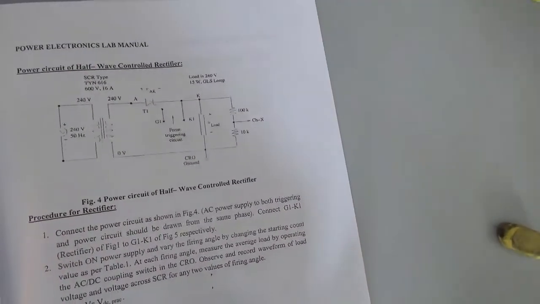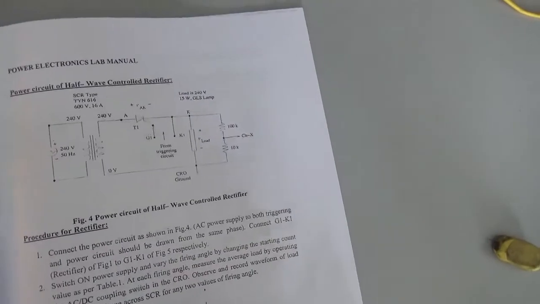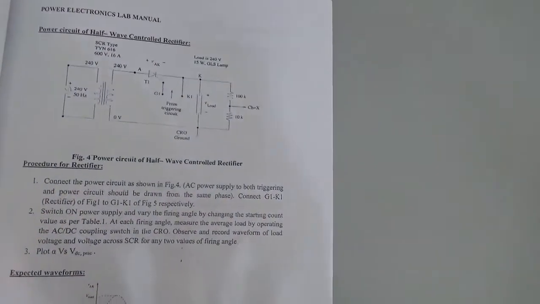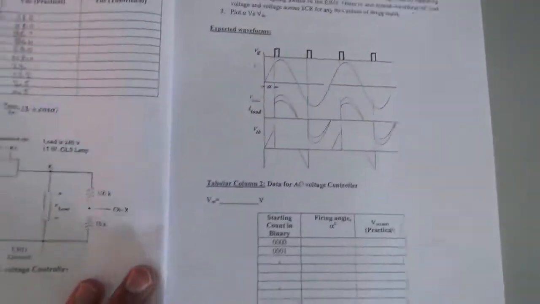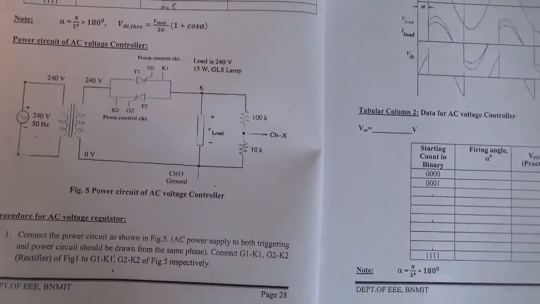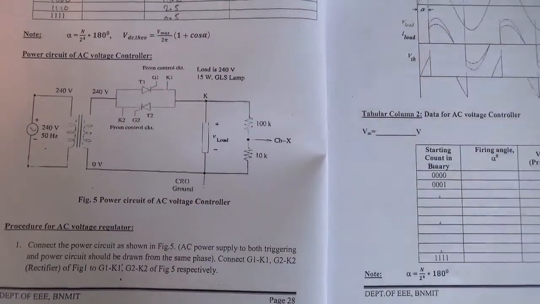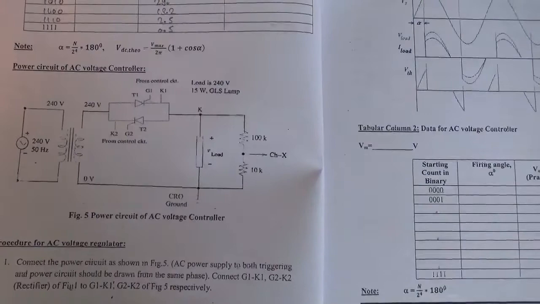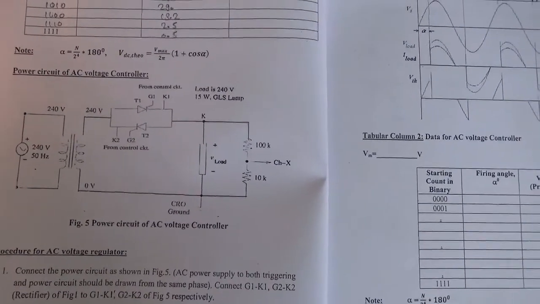Now the next part, in the same experiment we are going to do the AC voltage controller. So this is the circuit of the AC voltage controller, which is going to vary the RMS value of the output voltage. Input is AC, output also AC in nature.